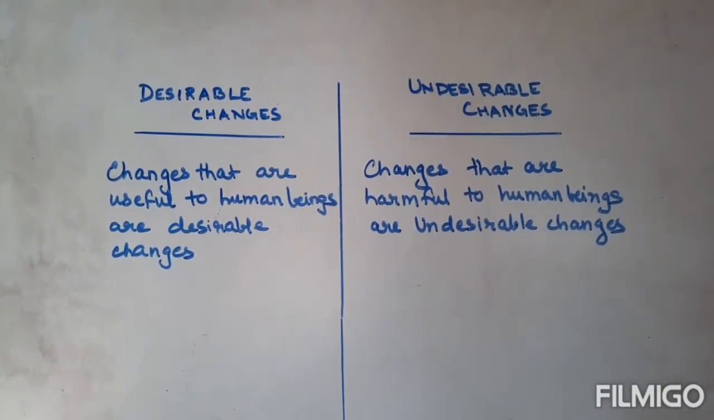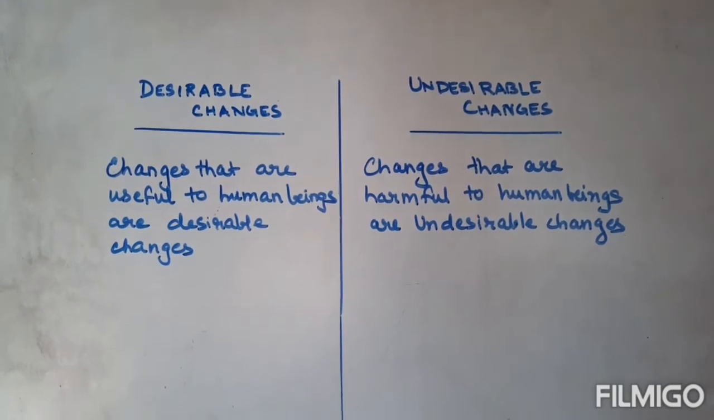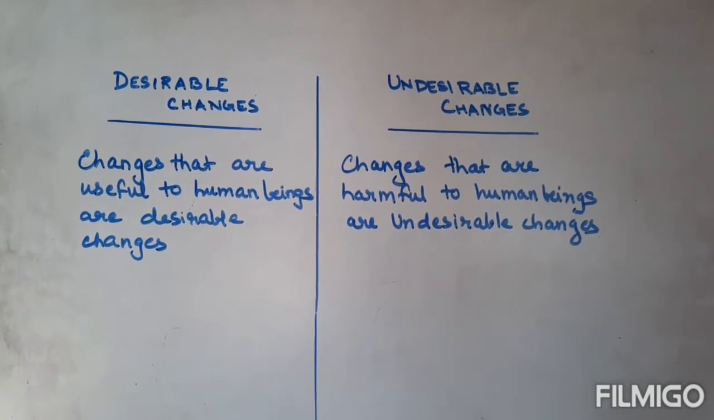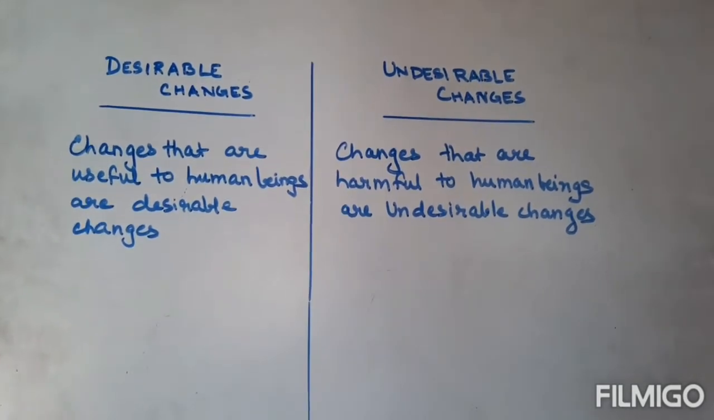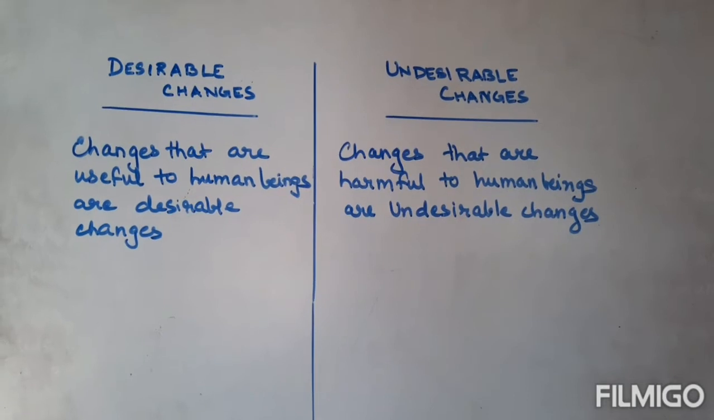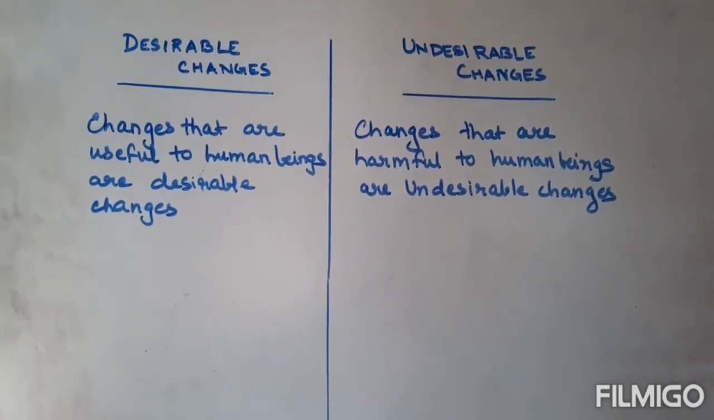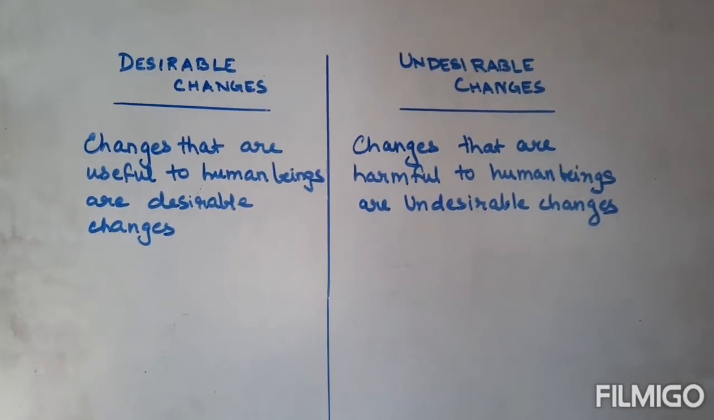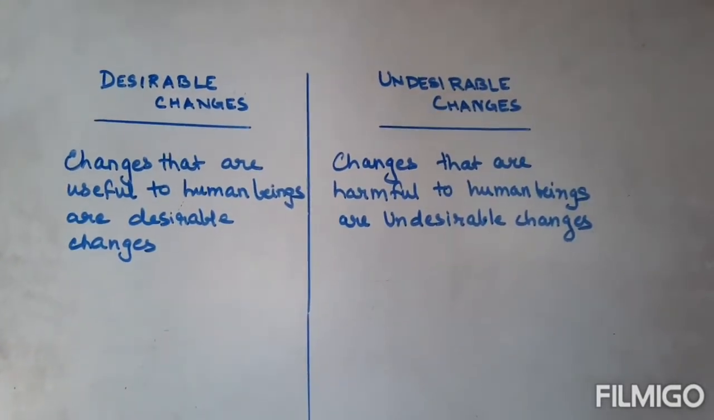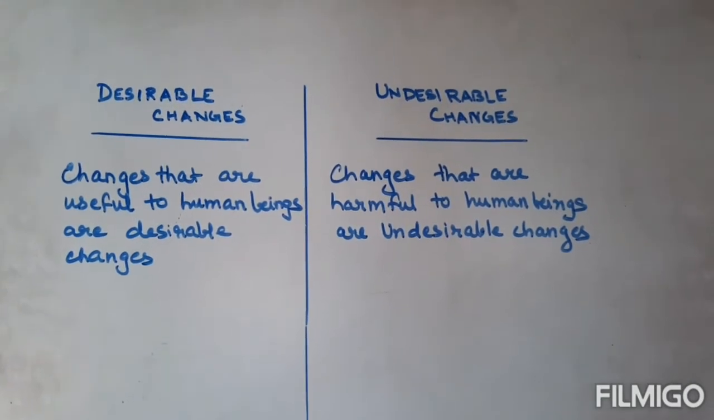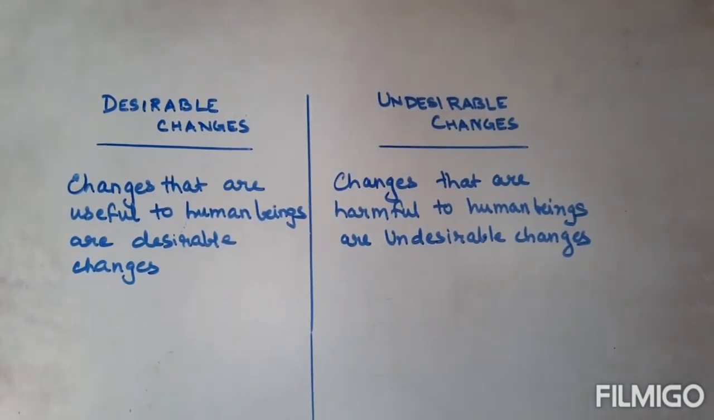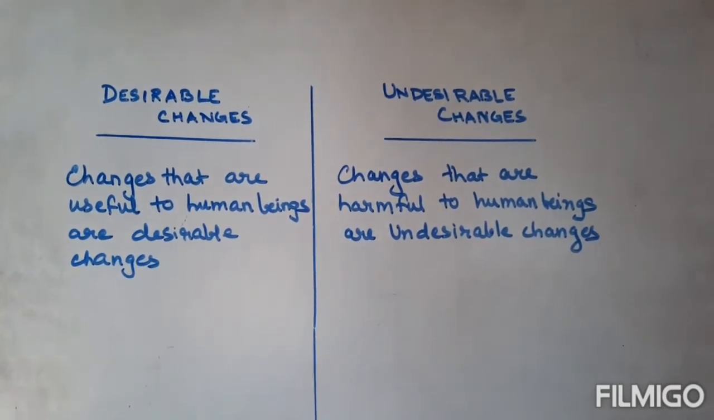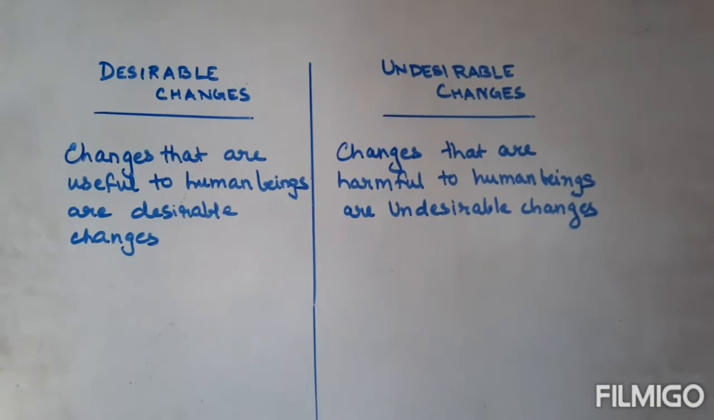photosynthesis, pasteurization of milk, then the curd that forms from milk. They are desirable. Whereas undesirable changes are rusting of iron, cyclonic storm, food spoilage, curdling of milk. Curdling of milk means spoiling of milk, erosion of soil. These are not desirable. So they are the undesirable changes.